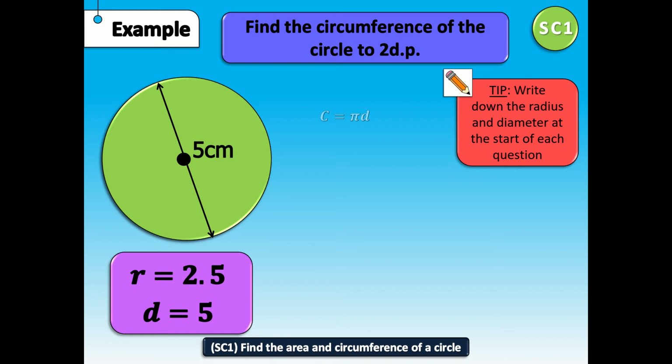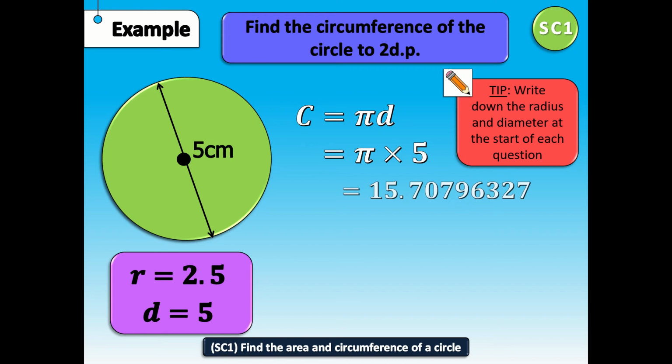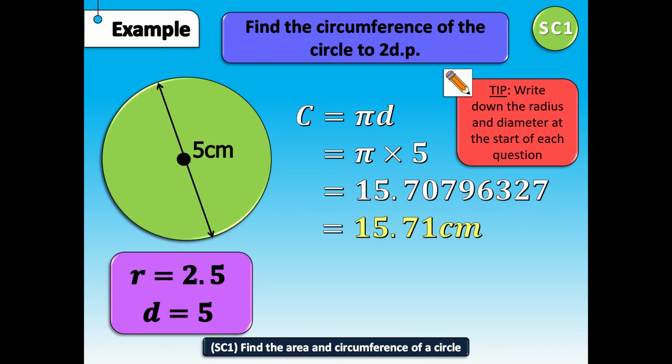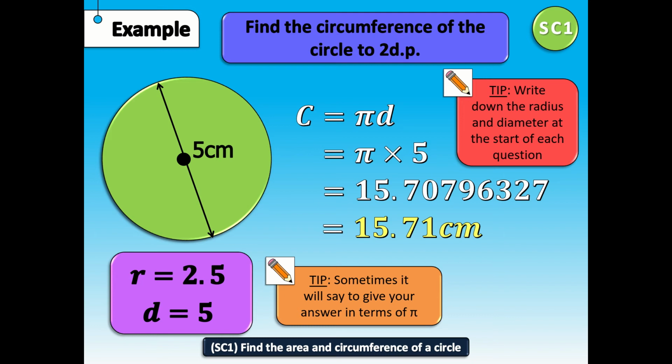If we want to find the circumference, we just need to do pi times the diameter, so that's pi times 5, which to 2 decimal places is 15.71 centimeters. We can also be asked to give our answer in terms of pi, and that's just what we're timesing pi by. So the answer to that would be 5 pi.